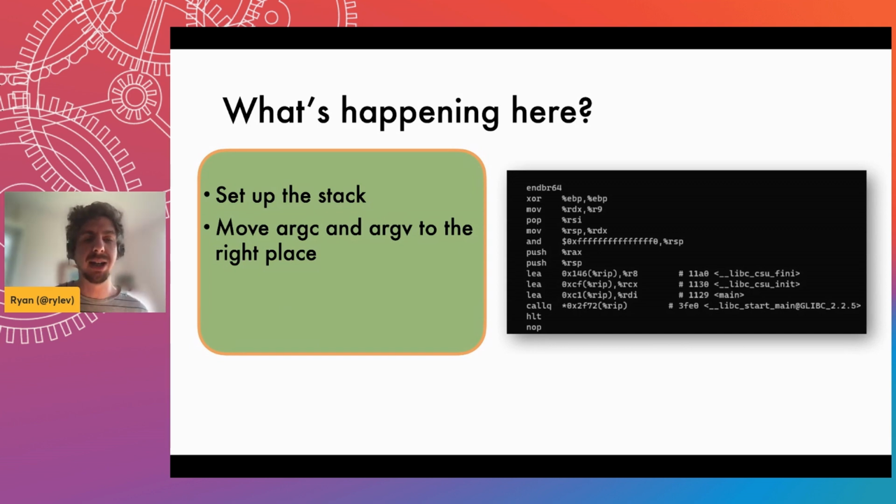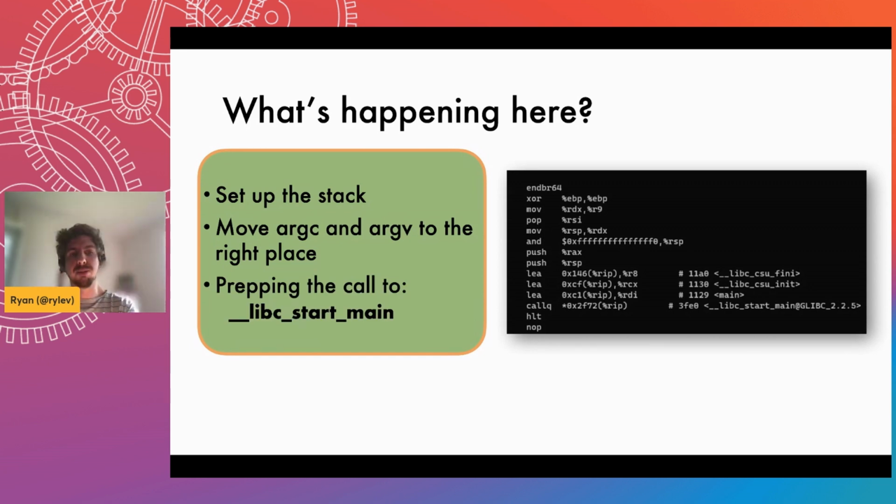argc is the count of them. argv is the actual pointer to them. So it's moving that to the right place. And it's basically prepping the call to libc start main. You can see the third line up there in the assembly, there's a call q. That's just assembly for call a function. And the function that it's calling is this very weird and ugly named __libc_start_main at glibc 2.25. If you've ever heard of libc before, that's where that is defined. This is the sort of main function for libc.